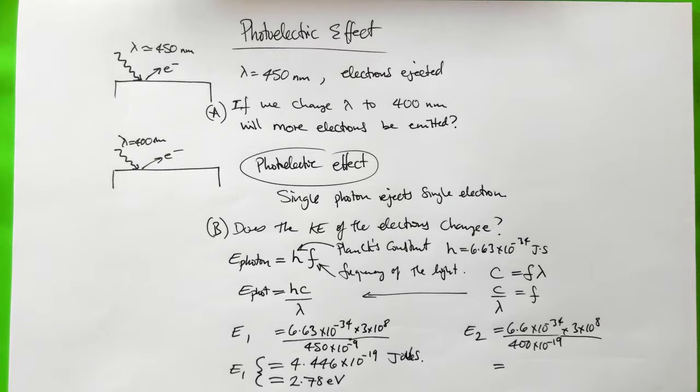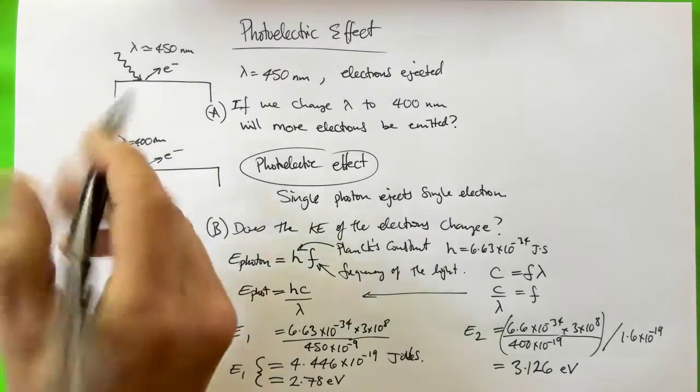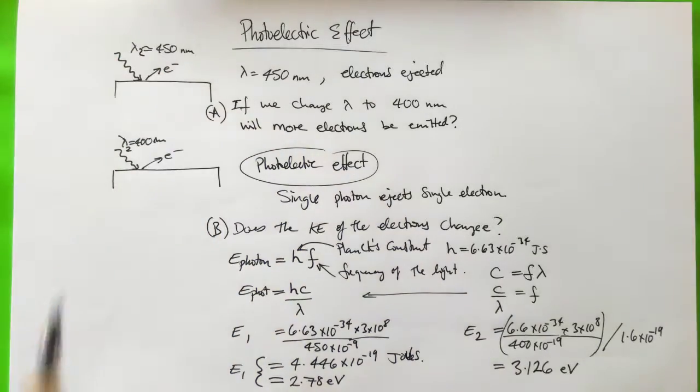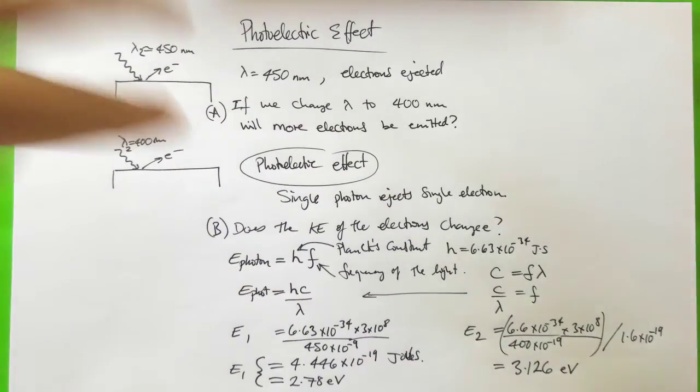We get a different answer. This time I get 3.126 electron volts. So remember, to get to electron volts, we're dividing this whole thing by 1.6 times 10 to the minus 19. So that's E1 and E2. So we can see here that in the second case, when we made the wavelength shorter, the photons had more energy, so you would expect that the electrons would also have more energy.